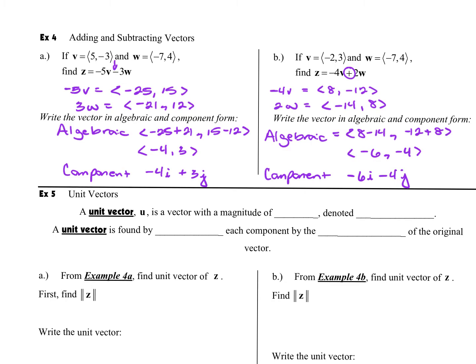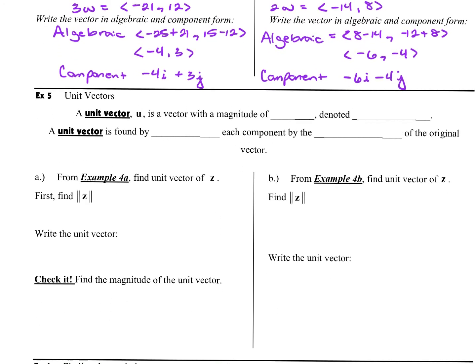Okay, now a unit vector is not going to be that much different. A unit vector is going to have a magnitude of 1. It's going to be denoted with a u, and its magnitude will always be 1. The unit vector, we find it simply by dividing each component by the magnitude of the vector. And we're going to find magnitude exactly like we did in the previous video.